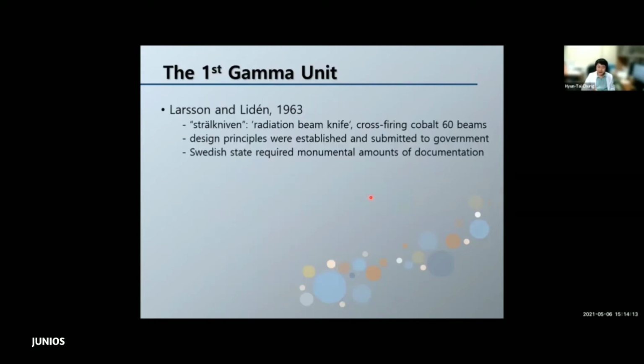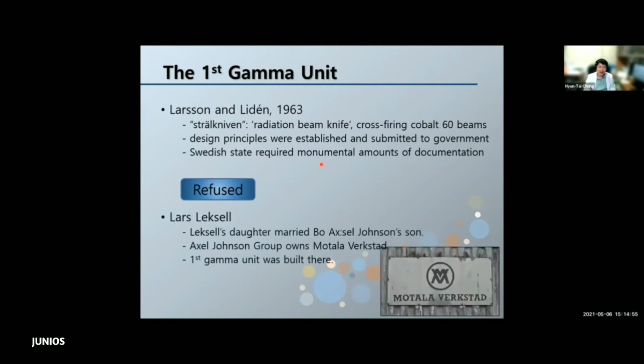With this simple principle, in 1963, Leksell and Börje Larsson applied with a project to the Swedish government. They called that device strålkniven, in English, radiation beam knife, which uses cross-firing cobalt-60 beams. The Swedish government required a huge amount of documentation, and the result was naturally rejection. That's what happens every time with our projects. But fortunately, Dr. Lars Leksell had a different kind of power. His daughter married Axel Johnson's son, and the Axel Johnson group owned Motala Verkstad. It was one of the largest shipyards in the world at that time. So they built the first gamma knife unit in the shipyard, Motala Verkstad.